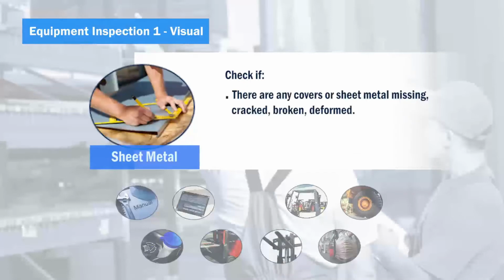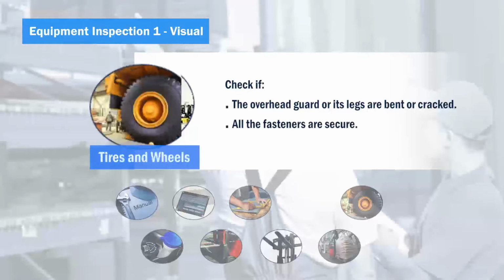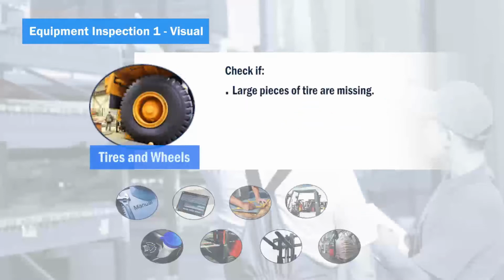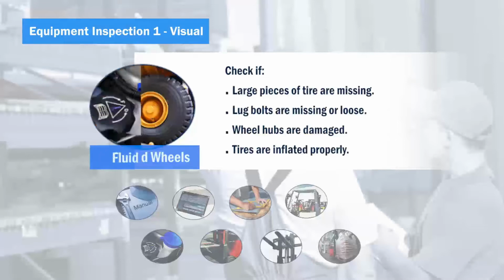Sheet metal. Check if there are any covers or sheet metal missing, cracked, broken, or deformed. Check if the latching devices are working properly. Overhead guard. Check if the overhead guard or its legs are bent or cracked. Check if all the fasteners are secure. Tires and wheels. Check if large pieces of tire are missing. Check if lug bolts are missing or loose. Check if wheel hubs are damaged. Check if tires are inflated properly.